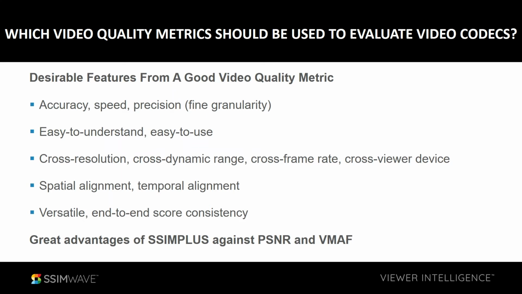So, we have other things. For example, if videos are not aligned with each other, if you don't have spatial and temporal alignment, then it's very hard to use all these metrics, and it has to be versatile. Because I'm from SimWave, and we're producing this SimPlus metric, these are properties that only SimPlus has. We think these are very important must-have properties for a quality metric when you use it to evaluate video encoders.